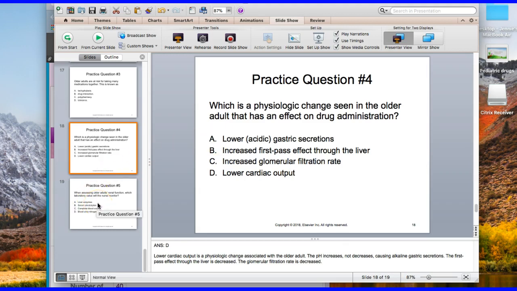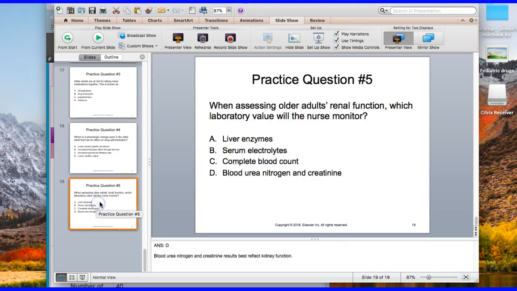Let's go to question 5 now. All right. So when assessing older adults' renal function, which lab value will the nurse monitor? Now, renal is what? Kidneys. So are you going to measure the liver? No. Electrolytes? No. Complete blood count? No, because that's more infection, anemia, your red blood cells. Or D, BUN and creatinine? Yes, because that's your kidneys. That's going to best reflect how your kidneys are working.